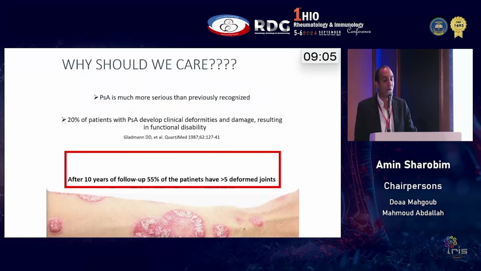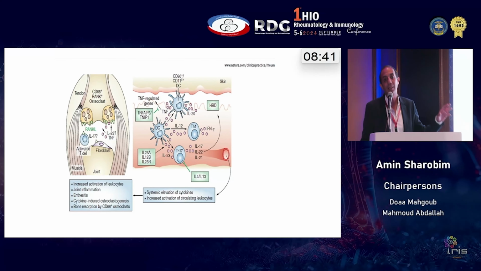Now we know them. Why should we care about psoriatic arthritis? Psoriatic arthritis is much more serious than previously recognized. 20% of patients with psoriatic arthritis develop clinical deformities and irreversible damage resulting in functional disability. After 10 years of follow-up, up to 55% of patients have more than 5 deformed joints. And we can see that the inflammatory state in these patients attacks the joints and the ankle, by the effect of TNF, interleukin 23 and interleukin 17.